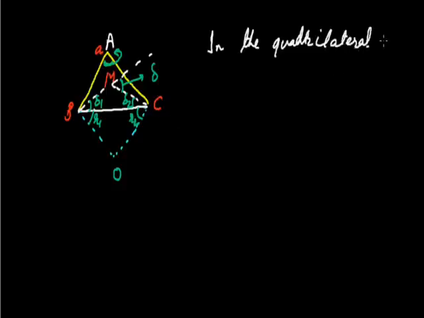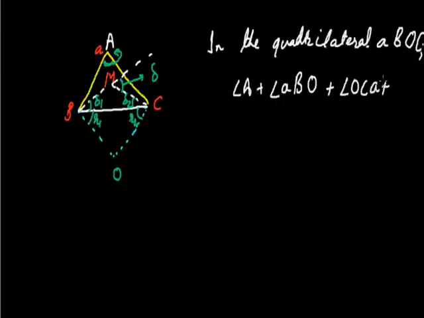In the quadrilateral A, B, O, C, we can write that angle A plus angle ABO plus angle OCA plus angle BOC are the four angles of the quadrilateral, and the sum of the four angles of a quadrilateral is equal to 360 degrees, right?